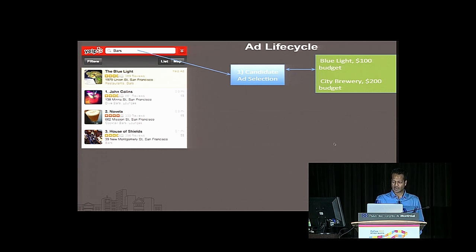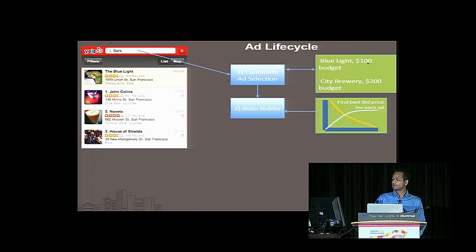So the life cycle of our ad system is the following. When you enter a query for, let's say, bars, the first thing that happens is we go through the list of possible advertisers. Let's say the advertisers are Blue Light and City Brewery, and the budgets are $100 and $200 each. We would keep only advertisers who still have budget, who haven't finished it. We'll also keep only advertisers who are within a few miles of you, because we don't want to show you an ad for a restaurant which is hundreds of miles away.